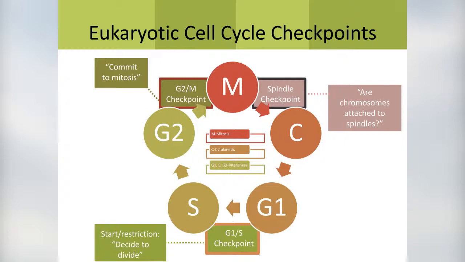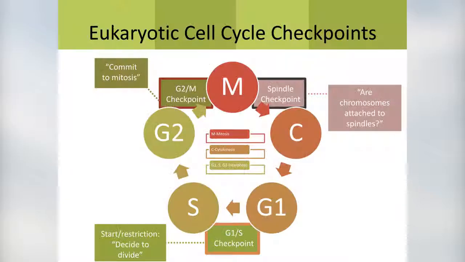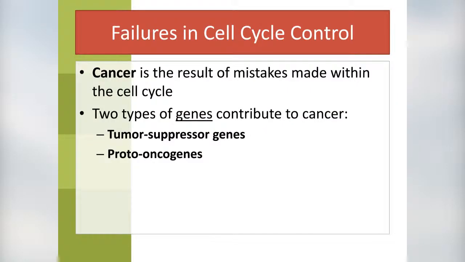At the G2/M checkpoint, this is when the cell commits to mitosis. All of the DNA has been replicated, all of the centrioles have been replicated, all of the organelles are replicated, so there's enough to go in each of the new daughter cells. And then the final checkpoint is at the spindle checkpoint. And this is basically raising the question, are the chromosomes attached to the spindles? Otherwise, an unequal amount of chromosomes will be pulled into the new cells.